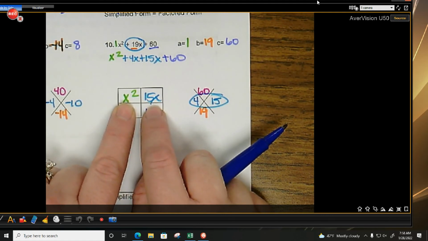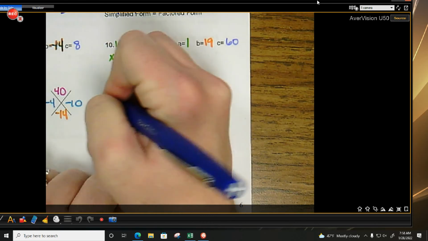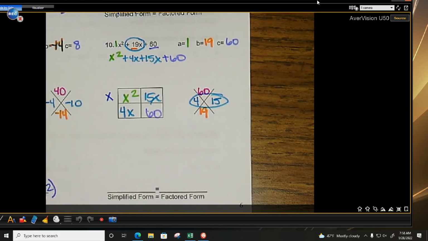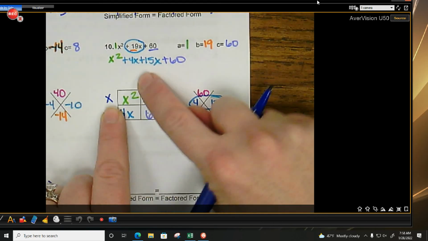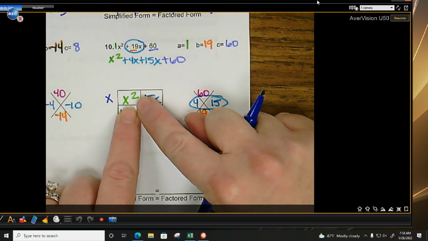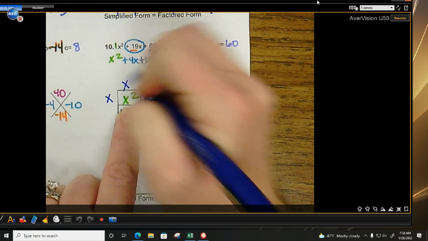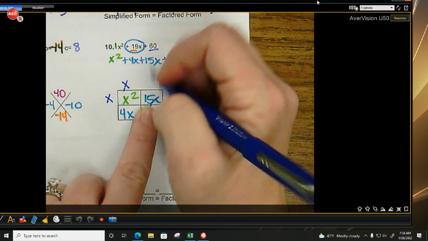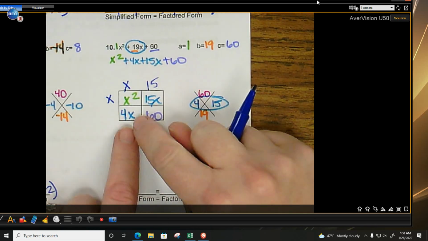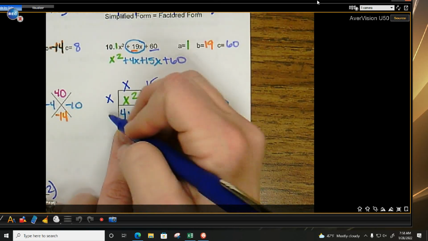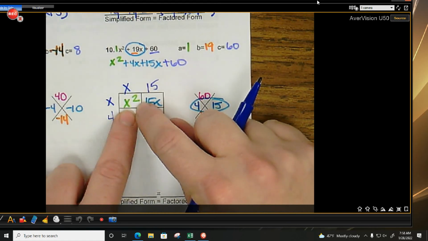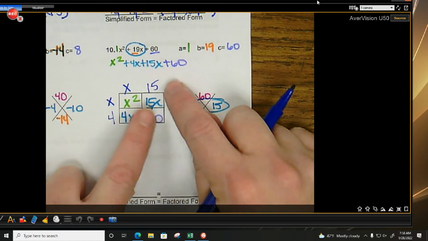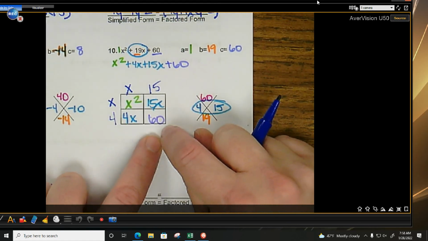X squared and 15x are both divisible by what? X. Now remember, you can also do the backwards way of figuring out. Once you find one GCF, you can figure out the rest by working backwards. X times what would give you x squared? X. X times what gives you 15x? 15. X times what gives you 4x? Check yourself. X times x, x squared, 4x, 4x, x times 15, 15x, 4 and 15 is 60. We factored it correctly.